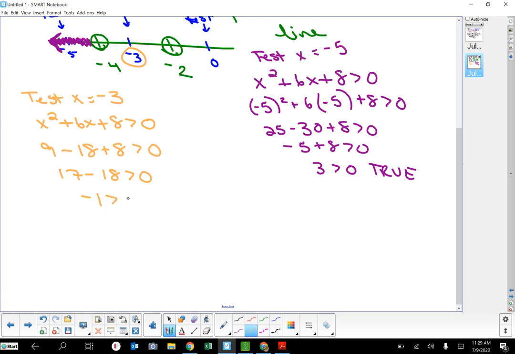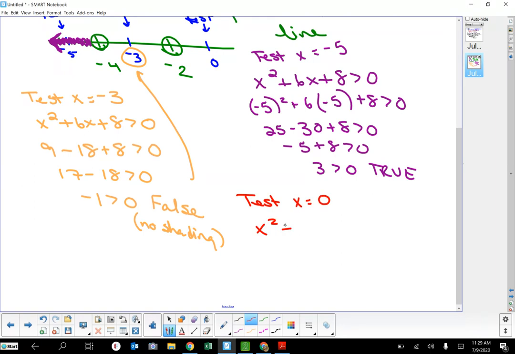This is -1 is greater than 0, and this is false. So this would get no shading. Right? If it's false, you're not going to shade the section that came from. Then I'm going to test the far right-hand side. We'll do that in red. So we're going to test x equals 0.